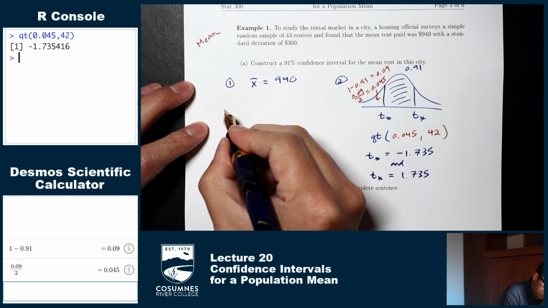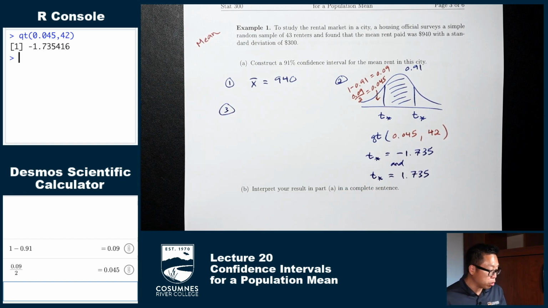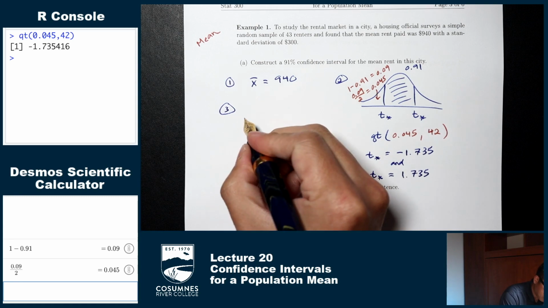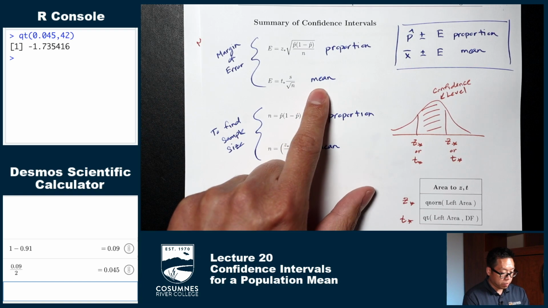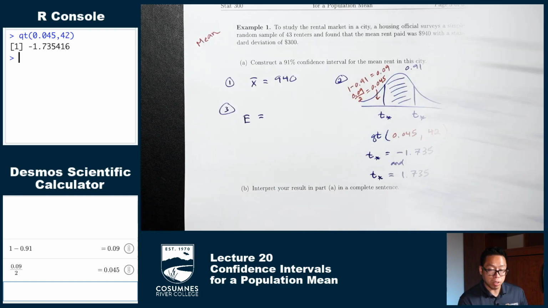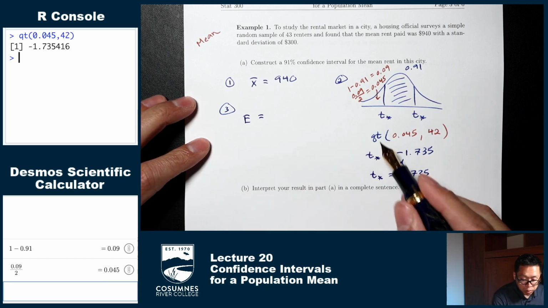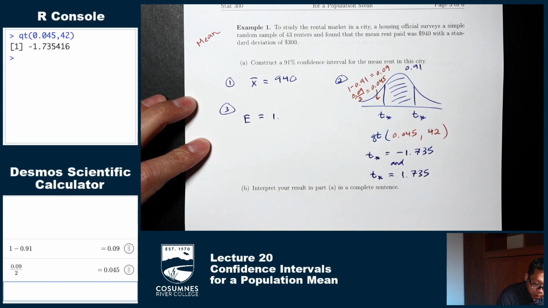Step 3 is to find the margin of error. Okay, we're talking about means here. The margin of error is going to be T star S over square root of N. So T star, I have 2 T stars. I always use the positive one, so positive 1.735.